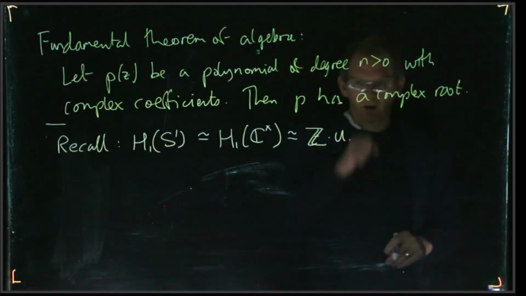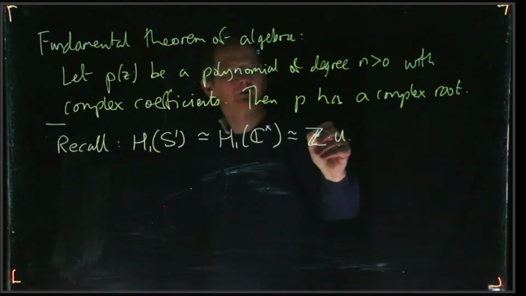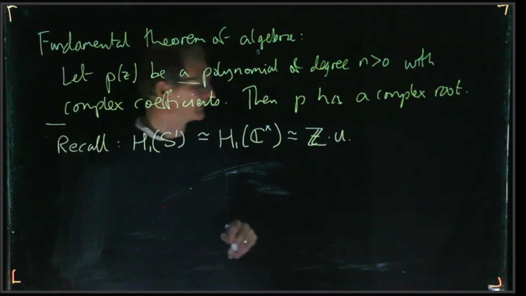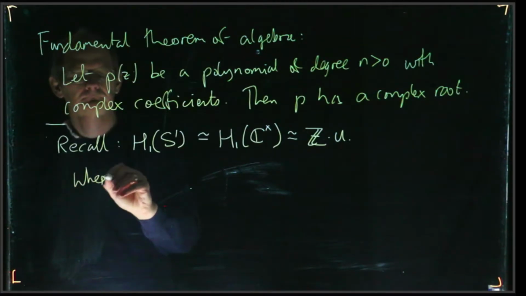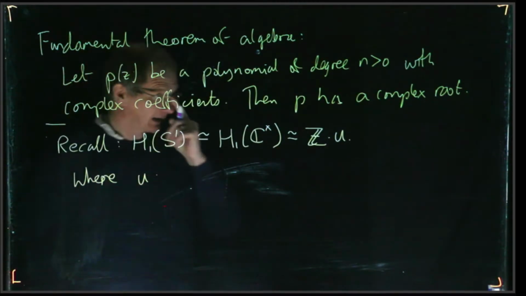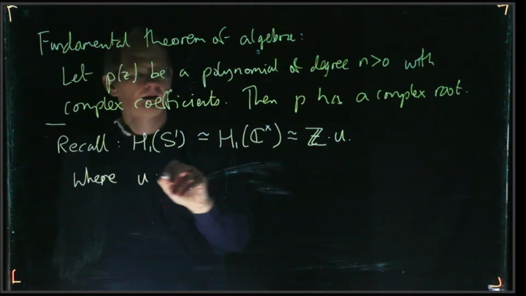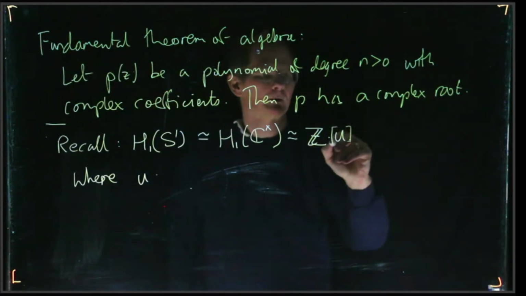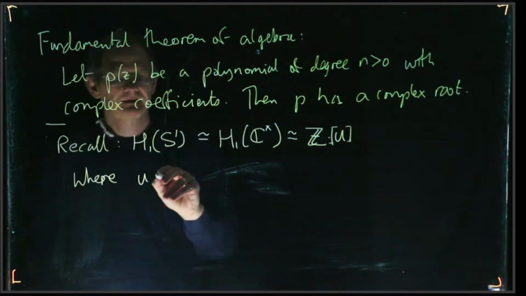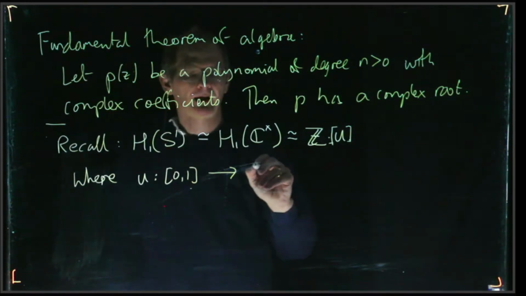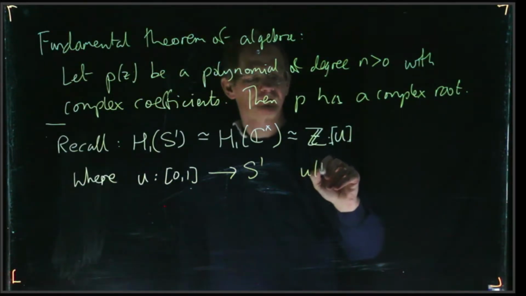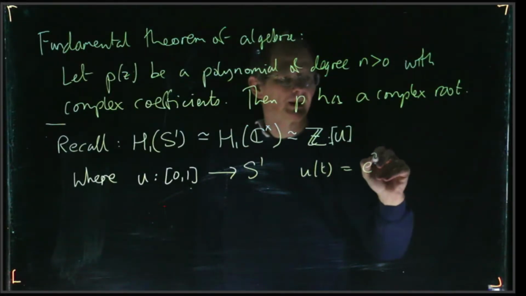is a copy of the integers generated by a certain element, let's call it square bracket u here. So here u is the map from the unit interval to S1 given by u of t is e to the 2 pi i t.